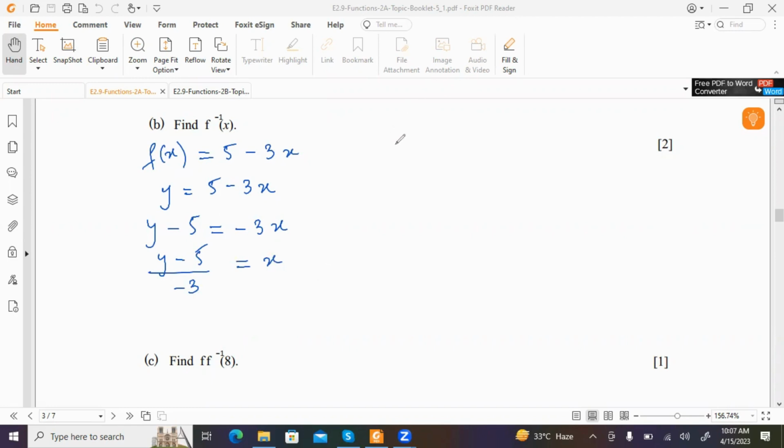Now we replace x with f inverse x and y with x. So it becomes (x minus 5) over negative 3. That is your inverse function.